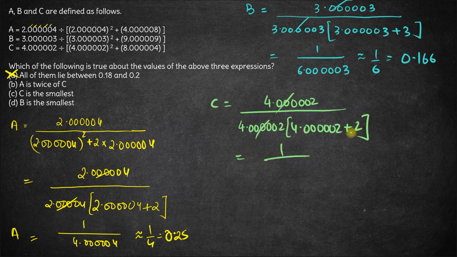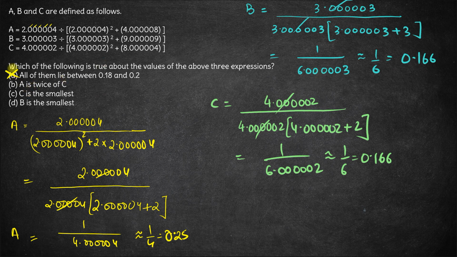We'll have 1 upon this plus this, 6.000002, which is approximately 1 by 6, which is again 0.166. This is approximate value. The actual value is this and this. Okay. Now let us look at the options and see which of these options is correct.